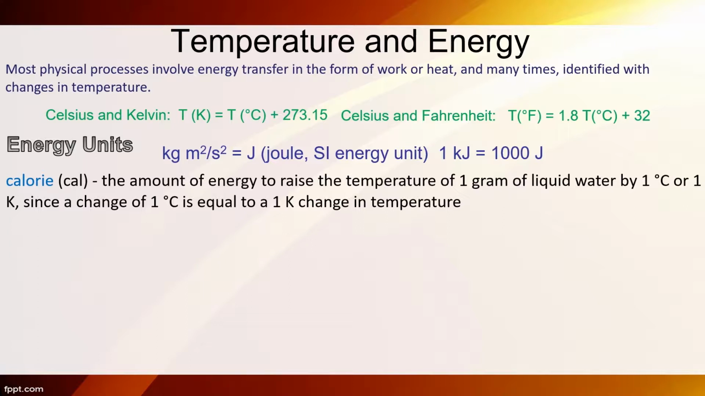A calorie is about 4 times larger than a joule. The precise relationship between the two is 1 calorie equals 4.184 joules. This is an exact conversion.